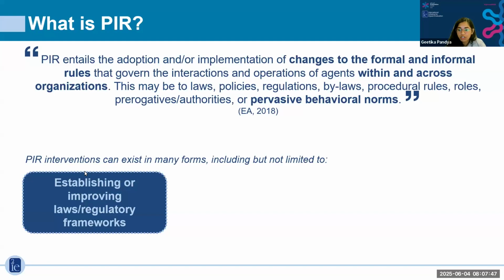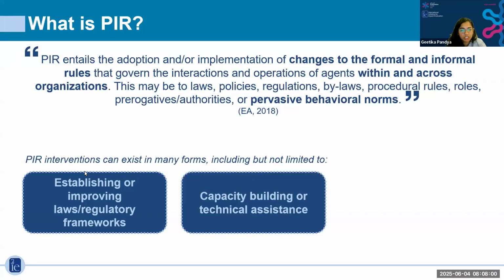We worked with members of country A who were interested in measuring whether the establishing of new laws helped improve private sector production in the agricultural sector. A second type of PIR intervention can look like capacity building or technical assistance. Country B, for example, was interested in capacitating the evaluators in their national evaluation and monitoring department through trainings on evaluation methods and how to evaluate PIR interventions.